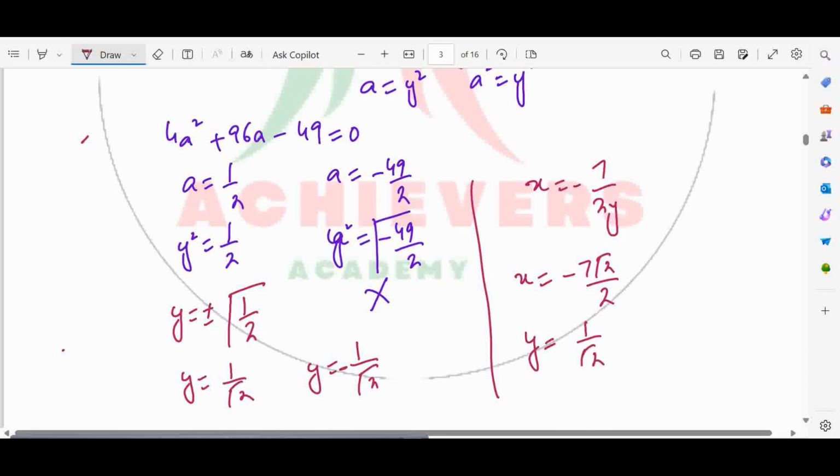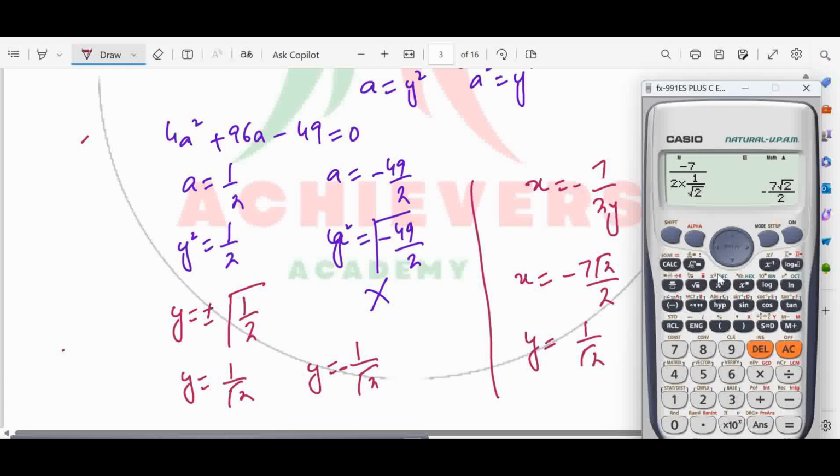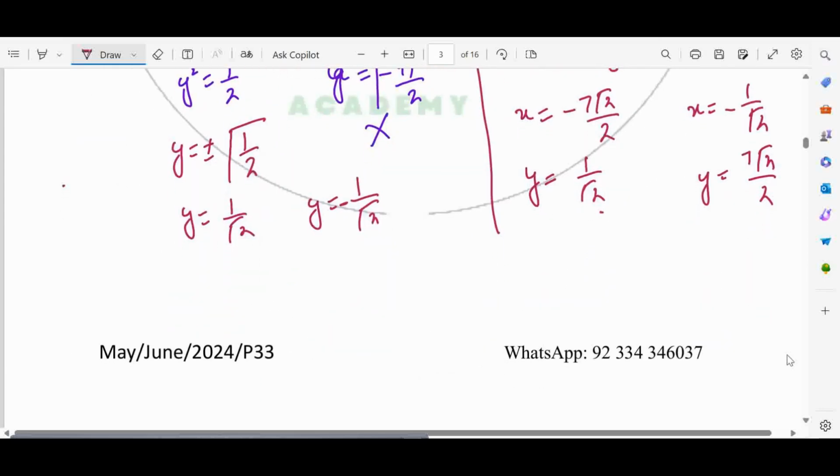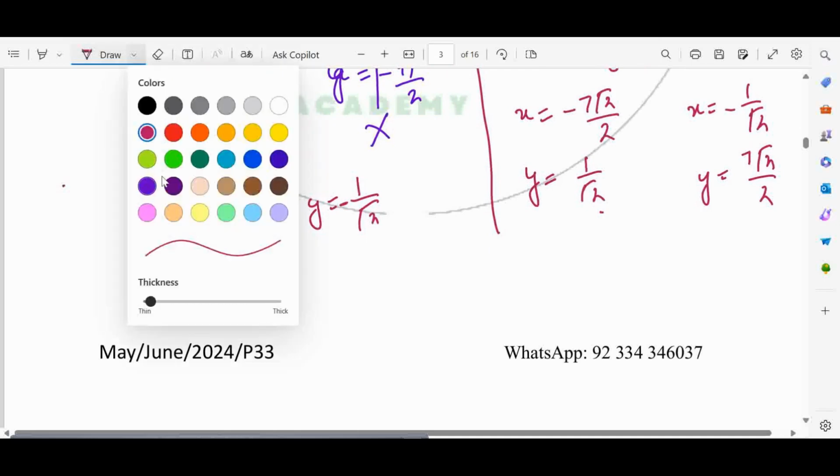Now the other one will be what? We need to just change it here. Okay, we just simply remove this negative sign. We will get 7 square root of 2 by 2. So for negative 1 by square root of 2, the answer x will be equal to 7 square root of 2 by 2. Now if we write it in the final form, we will have two values.